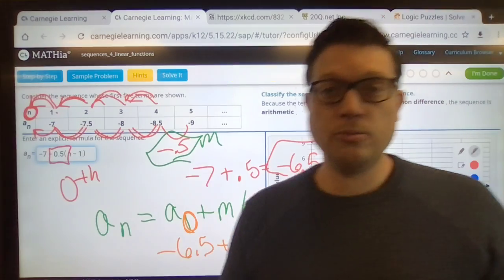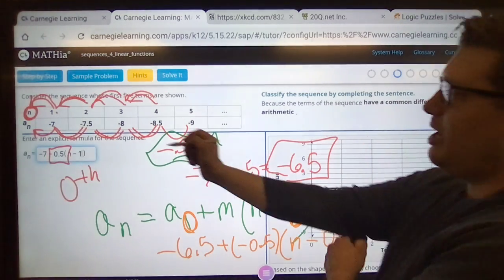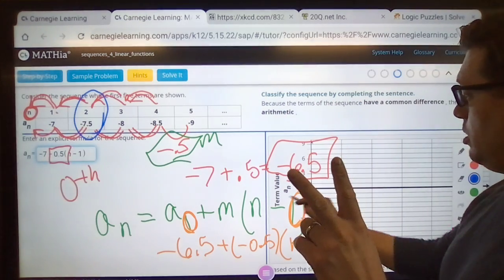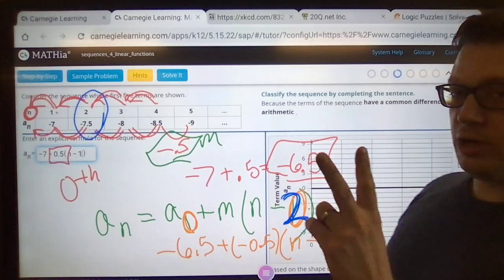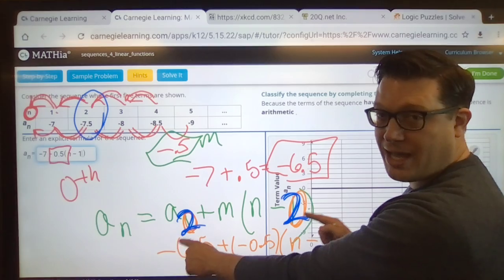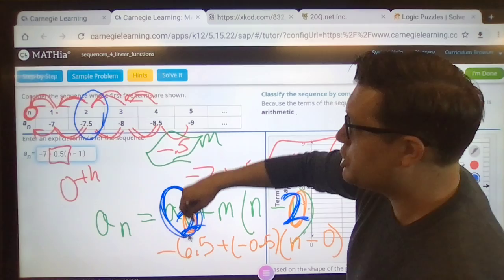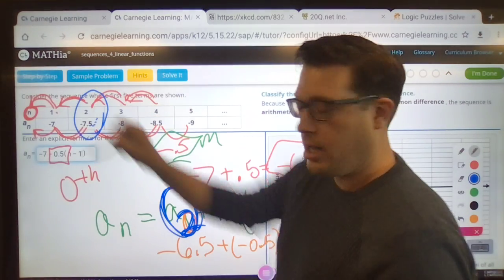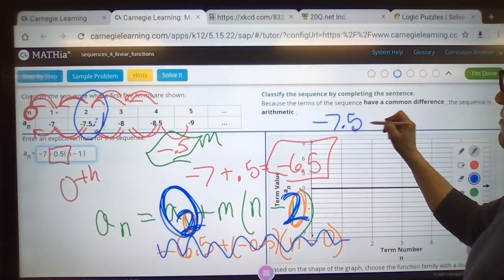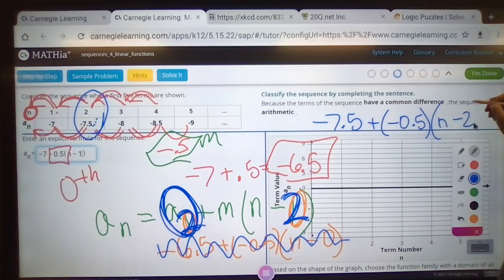For the length of the video, realizing I'm getting a little bit longer than the other video has been, I want to acknowledge one other thing. I could have started with the second term. I could put a 2 here. Forgive the overlay. I could put a 2 here. These numbers have to match. And then that would mean the a sub 2 term is this one. And I would put negative 7.5 plus negative 0.5 times n minus 2.